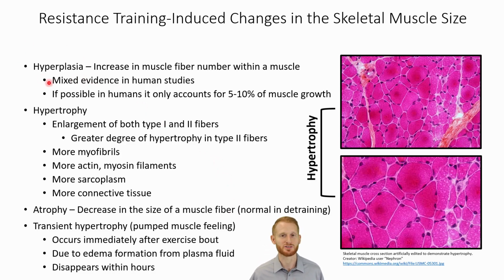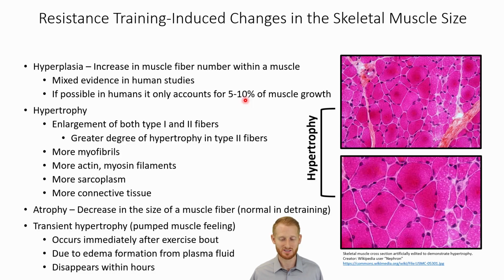It's not a major player here. It's called hyperplasia. So hyperplasia is the increase of the number of muscle cells in your given muscle. So it would be going from 10 muscle cells to 12 muscle cells. Just to give a very simplistic example, that would be hyperplasia. Most people believe now that hyperplasia does happen in humans, but it's a very, very small factor. So only about 5 to 10% of muscle growth is thought to be hyperplasia, and some people think it's even lower than that.